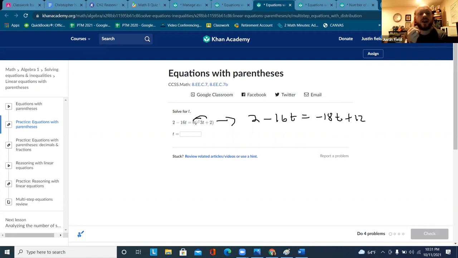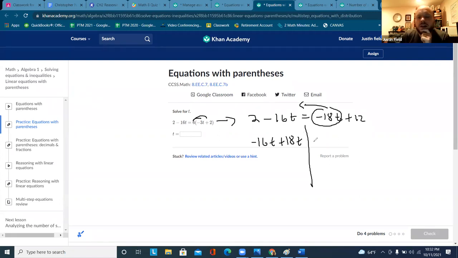And now I'm going to look for like terms on either side. So 2 and negative 16t, not like terms. Negative 18t plus 12, not like terms. One has a variable, one does not. So I'm going to do my inverse operations. I'm going to put my variables on the left and my numbers on the right. So this one is a variable, it's already on the left. This is a variable term, it's going to move over to the left. When a term moves to the left, it switches its sign. That negative 18 will become positive 18.